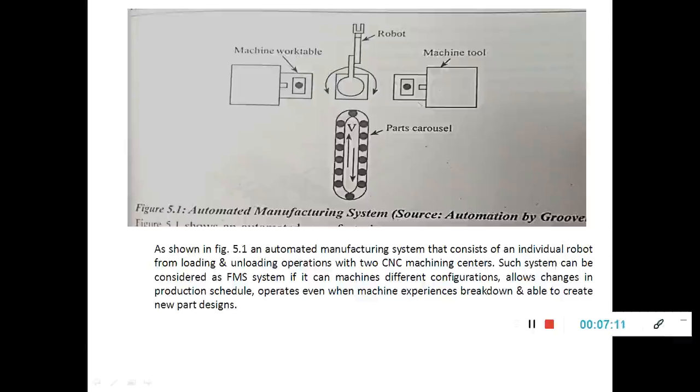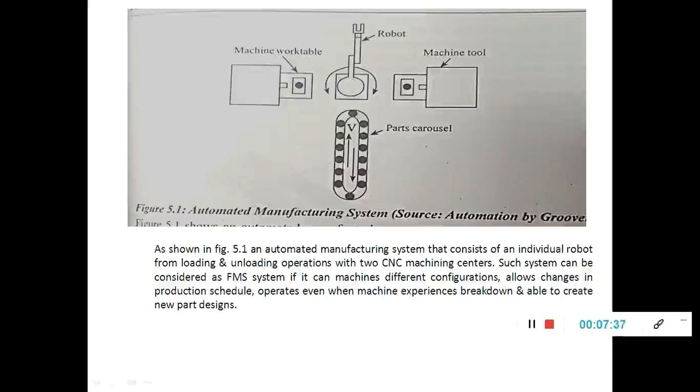Now, this is a simple example of an automated manufacturing system known as a flexible manufacturing system. Here, the flexible manufacturing system consists of two workstations. Workstation number 1, workstation number 2, and this is the robot which is used to load and unload the work parts from the carousel into the workstations.